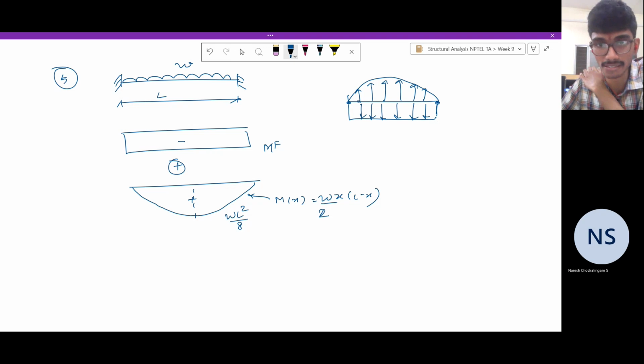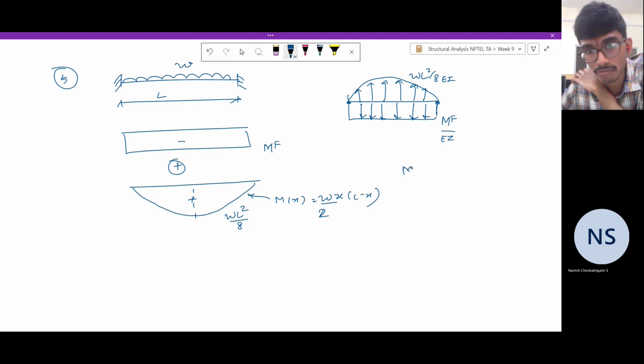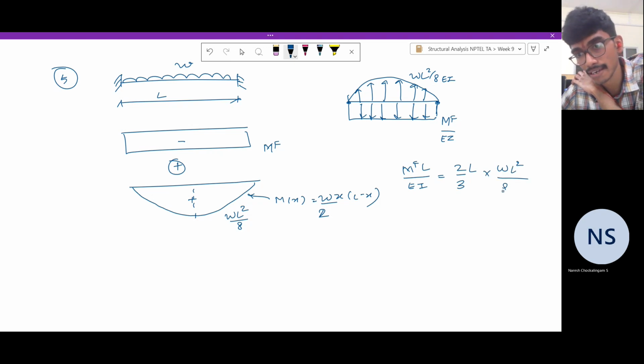And if there shouldn't be any support reaction, then this loading should be self-equilibrating, which means the total upward force should be equal to the total downward force. So the total downward force is MF L by EI. That is equal to, so the area of a parallelogram is 2/3 of that of a rectangle. So 2/3 L into WL square by 8. So equating both, what we get is the fixed end moment is equal to WL square by 12.